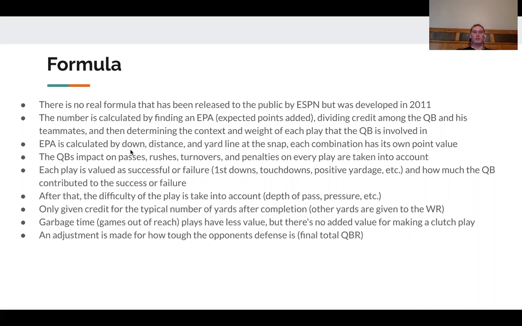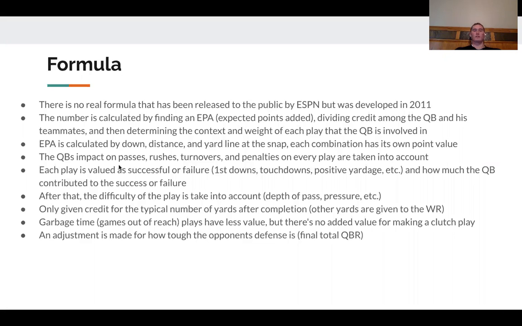So EPA is calculated by down, distance, and the yard line at the snap, and each combination of those has its own point value. The quarterback's impact on passes, rushes, turnovers, and penalties on every play that they're playing are taken into account. Each play is valued as a success or a failure, and then how much the quarterback contributed to the success or failure is taken into account.